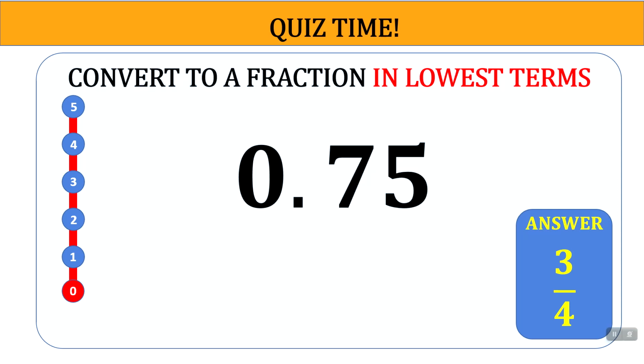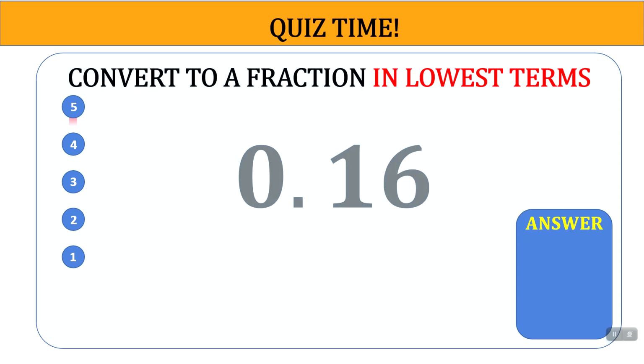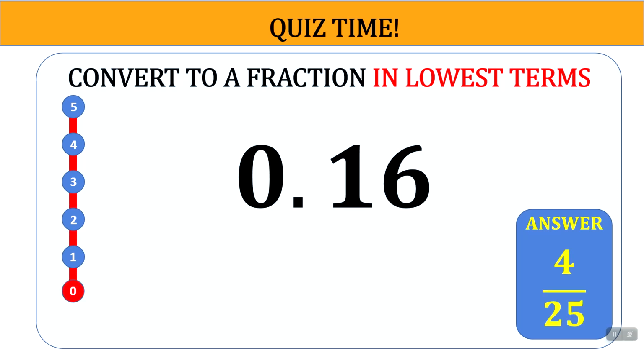0.75 reads as 75 hundredths. And we know if we use 25 as our highest common factor, 25 goes into 75 3 times, 25 goes into 100 4 times to give us 3 over 4. And the last one. Convert this decimal to a fraction in lowest terms. Time's up. The answer is 4 over 25.